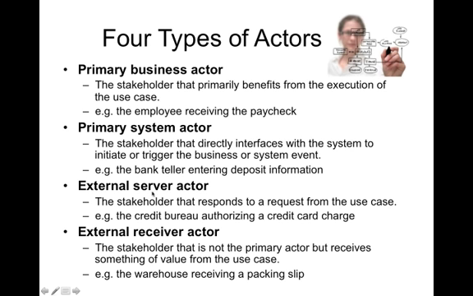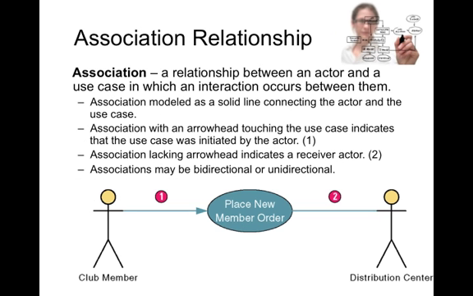We might have external server actors. So if I'm working on a system that is going to interact with other organizations, the credit bureau for authorizing a credit card charge, which very well may happen in our scenario of purchasing a sweater, and then an external receiver actor. And so I might have confused these a little bit, but overall, we have these people that are interacting with the systems, and we have these kinds of actors.